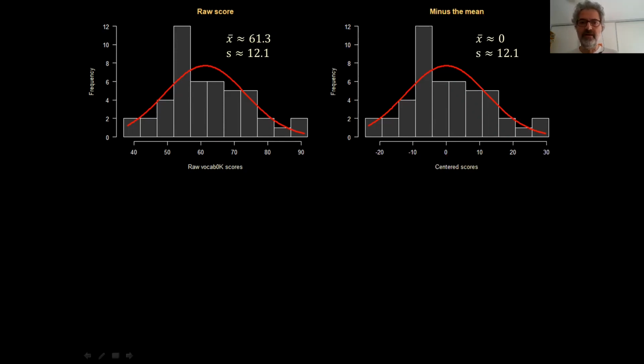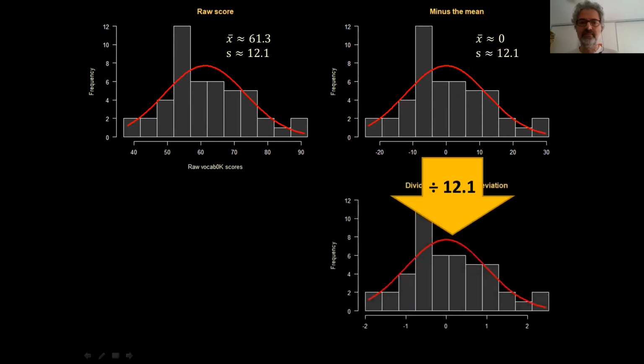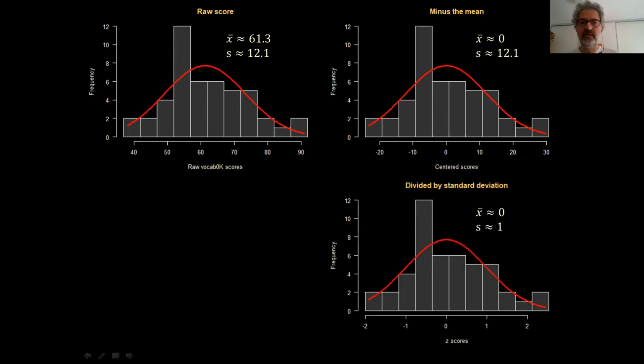Let us now divide every value by the standard deviation. Again, it should not be a surprise that the histogram is identical. We did not change the relative standing of any number. We just divided every number by 12.1. The mean remains unchanged because it's not affected by the division. What used to be 0 is still 0.